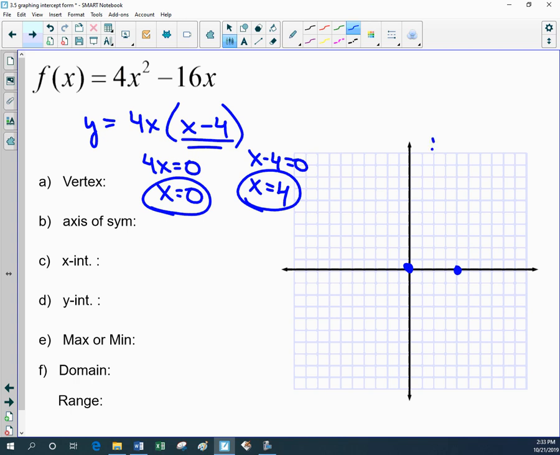From there, find the axis of symmetry. So the axis of symmetry would be x equals 2, which means that our vertex has an x coordinate of 2. Plug 2 in for x, solve for y, and off we go. Okay, so that is the lesson on graphing from intercept form.